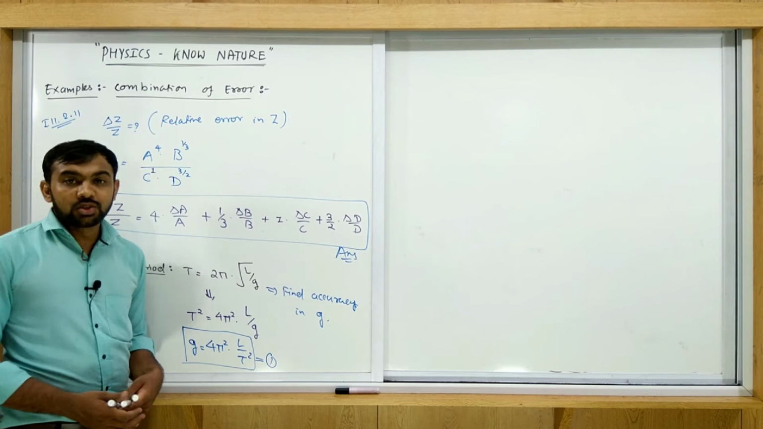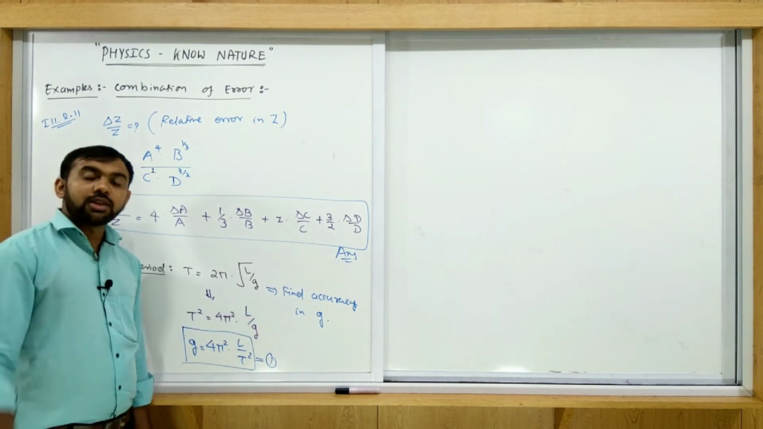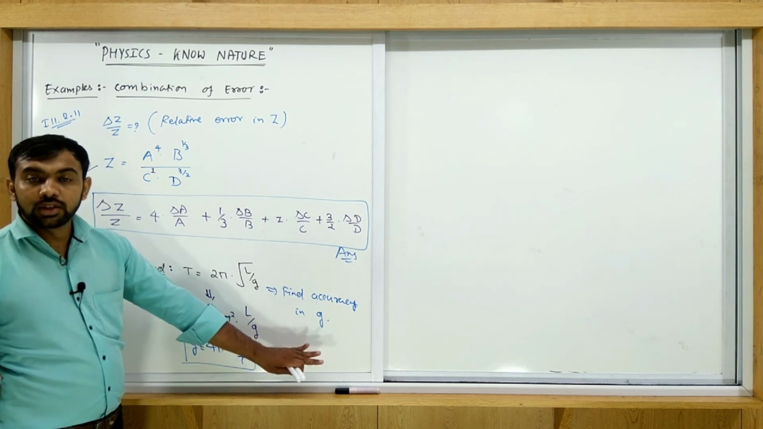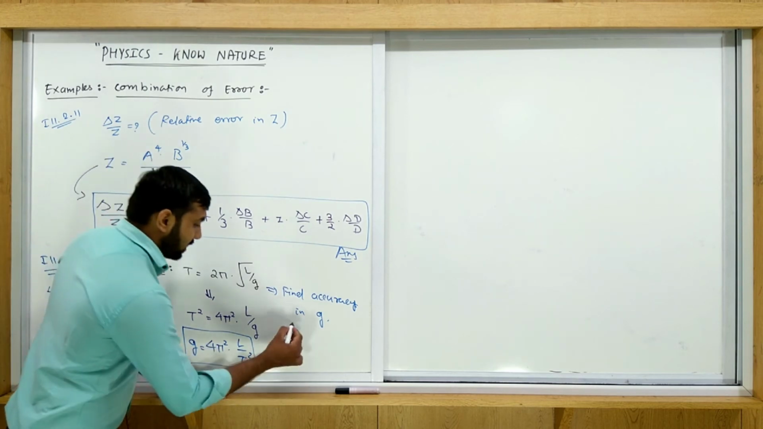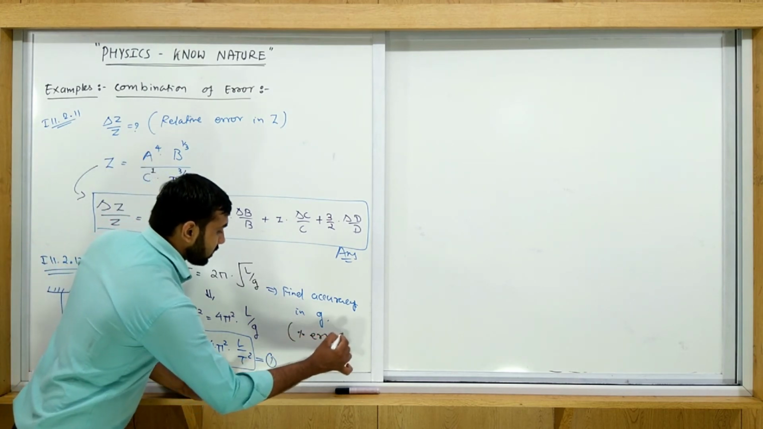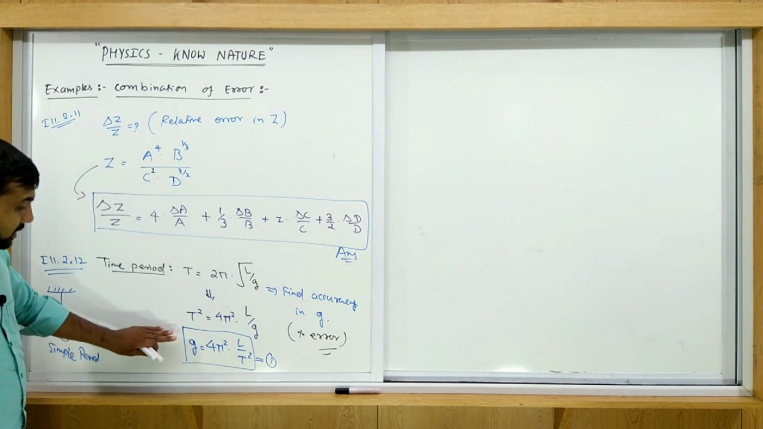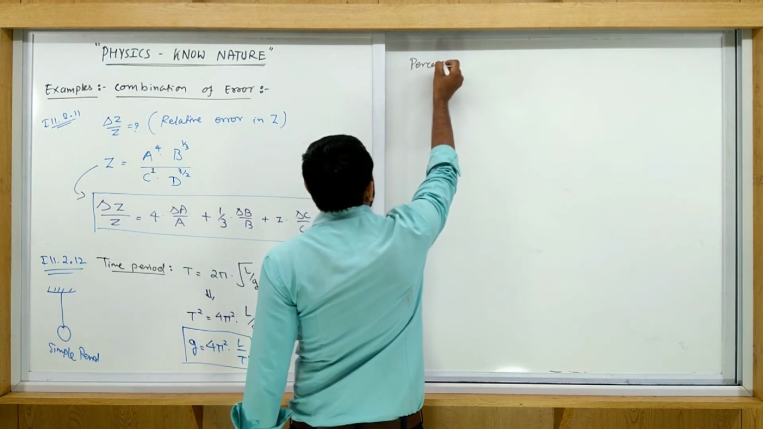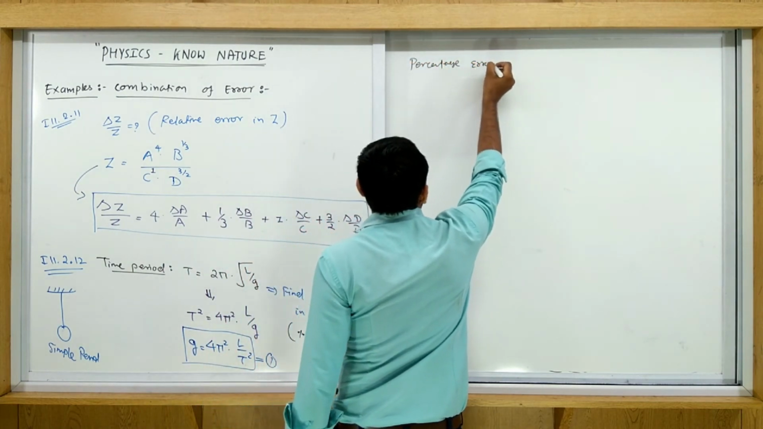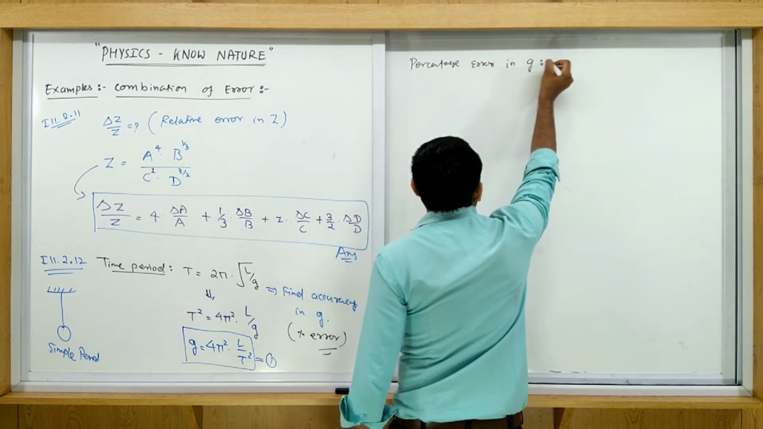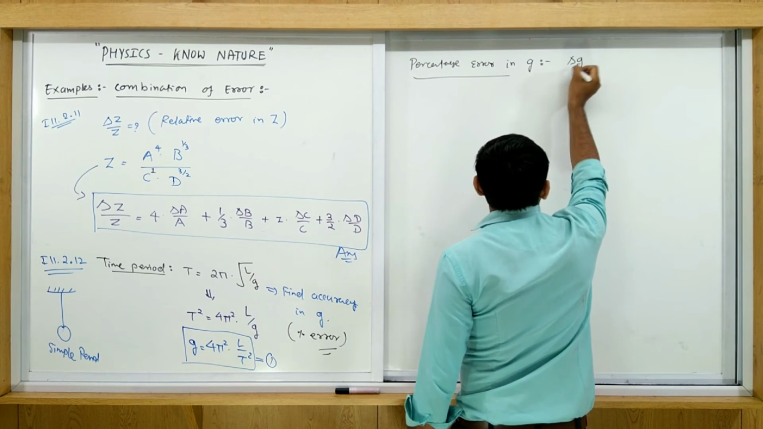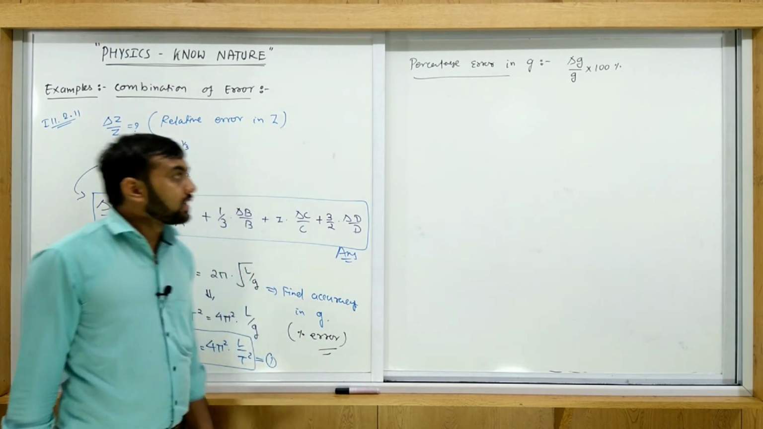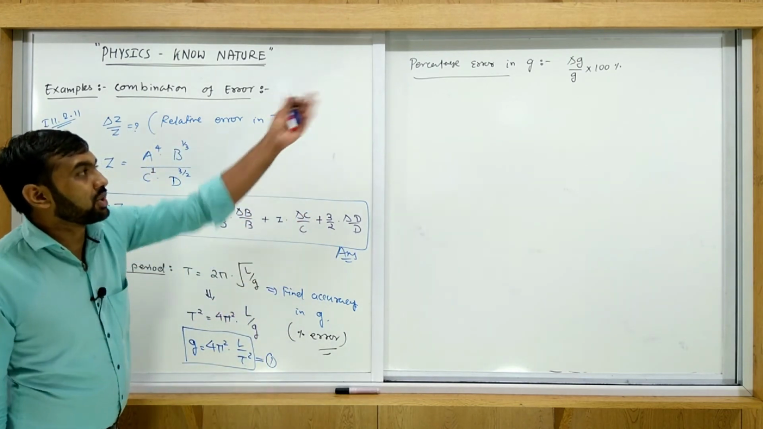Write down: accuracy here means up to what percentage error in the value of g, in the measurement of g. So find the percentage error. How do you write the percentage error in g? Delta g upon g multiplied by 100%, that is called the percentage error.